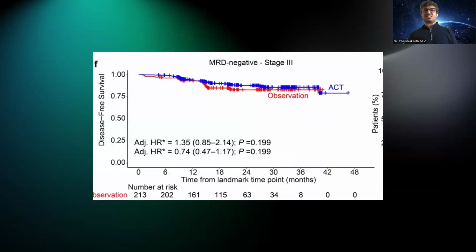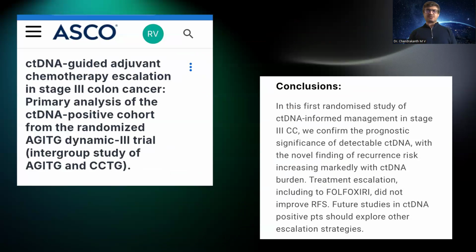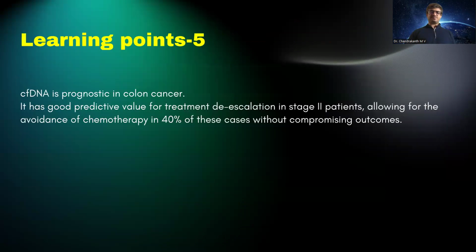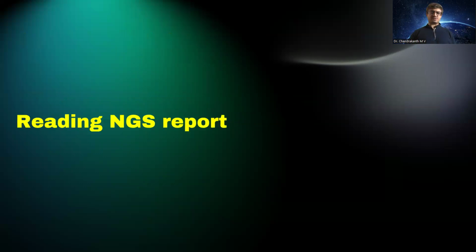So even in a stage 3 disease, if there is MRD negative, giving chemo won't benefit much as per the GALAXY study. The recently discussed ASCO studies also suggested that ctDNA is more prognostic and less predictive, at least in escalation. Escalating with FOLFOX if ctDNA is positive is not helpful. So learning point number 5: cell-free DNA is prognostic in colon cancer. It has good predictive value for treatment de-escalation in stage 2, allowing patients to avoid chemotherapy in 40% of these patients without compromising outcomes.